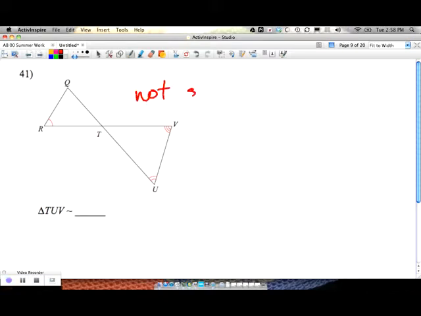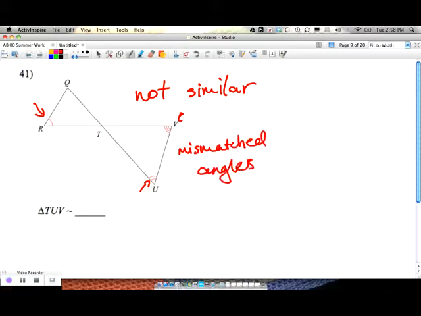All right, this one is not similar, but why? Why is it not similar? Well, primarily because you have 1, 2, 3 different angles, and this fourth one, no matter what it was, would not match. It would have to match one of those, but then so would these have to match each other. You're going to have things mismatched. So we have mismatched angles. That's what's going on. So it's not similar.